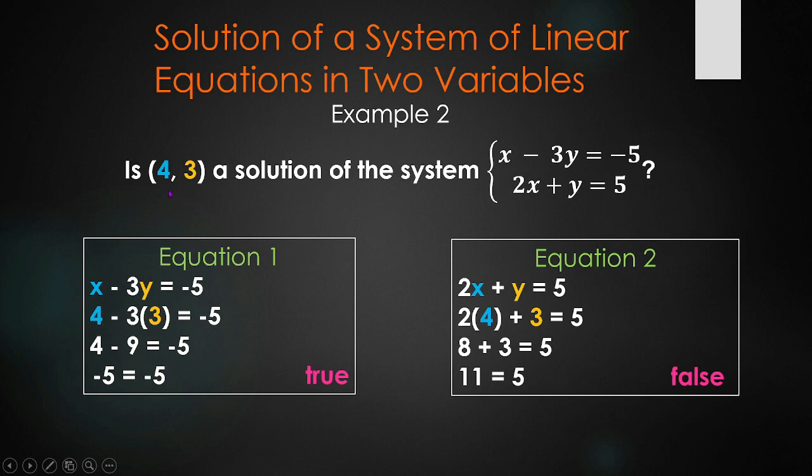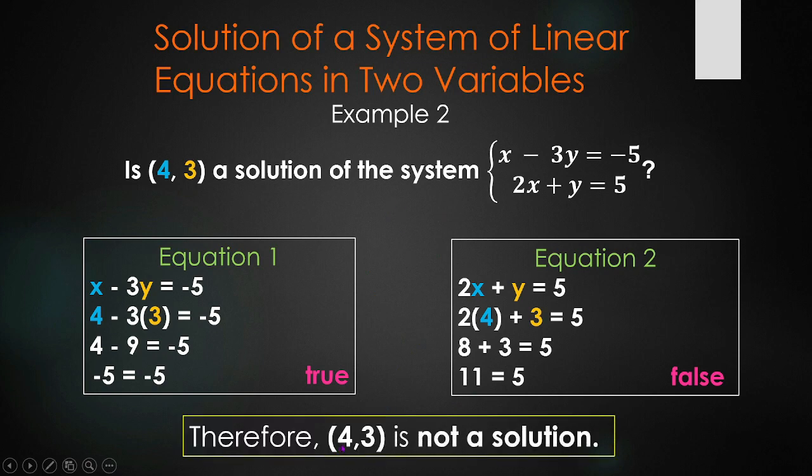Since the given ordered pair (4, 3) did not make both equations of the given system true, we can say that the ordered pair (4, 3) is not a solution of the given system. Did you get this, learners?